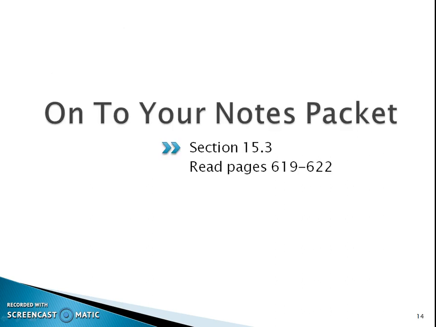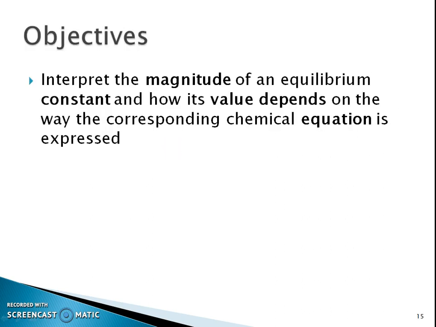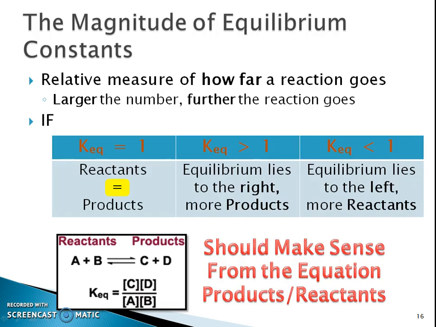So on to your notes packet. Here are our objectives: to interpret the magnitude of an equilibrium constant and how its value depends on the way the corresponding chemical equation is expressed. And again, we're going to go back to the balanced chemical equation and how those coefficients really affect our exponents in our equation. So at this point, pause the video, fill in the notes, and then play to hear my words. So the magnitude, this is something we've just discussed, right?